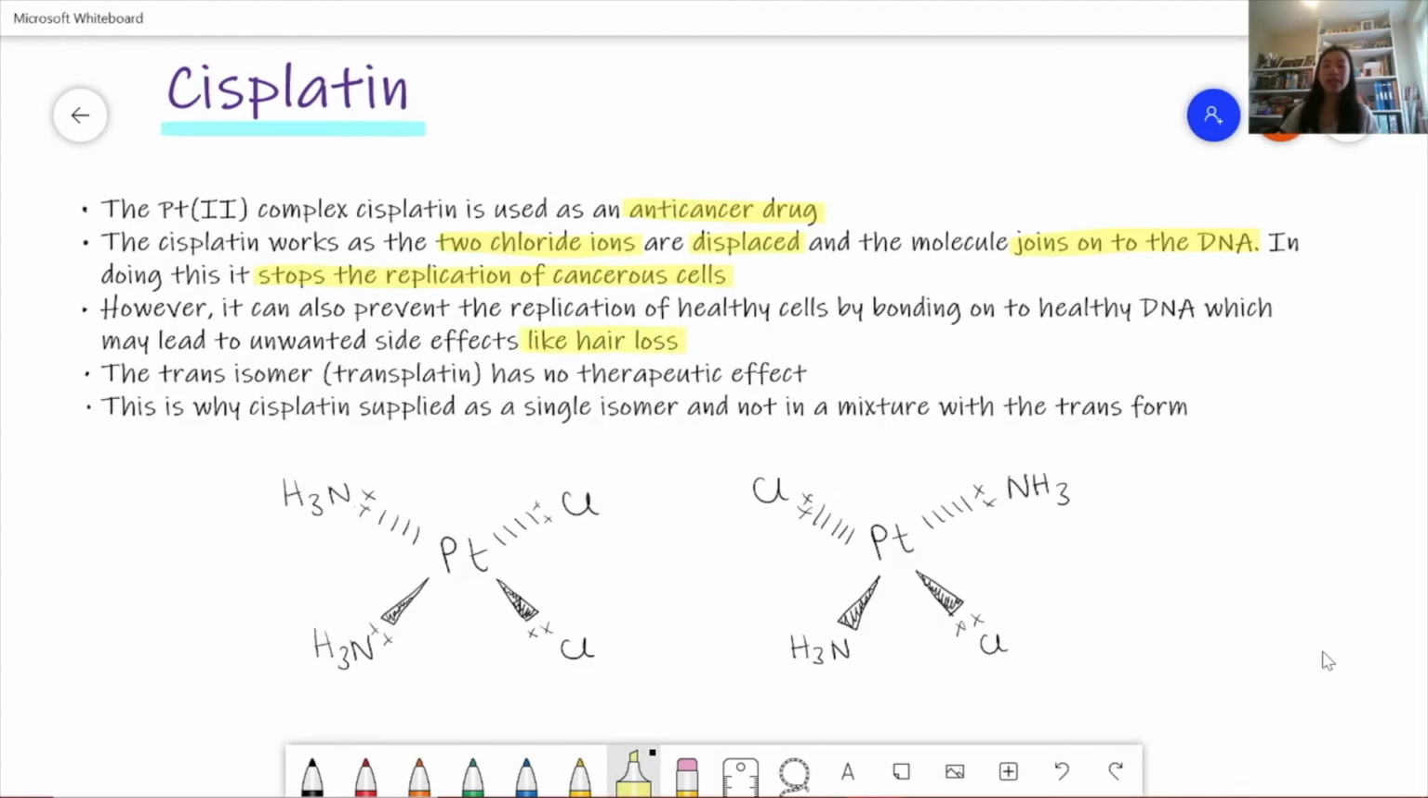One really important thing to know is that the trans isomer, transplatin, has no therapeutic effect. And so that means that we supply cisplatin as a single isomer and not in a mixture with the trans form. And that's because it would be less effective if we had the whole mixture in there. So on the left, this is cisplatin. And we can see that because these 2 chloride ligands are both on the same side, whereas for this transplatin, they are opposite. So this is a form of EZ isomerism or cis-trans isomerism.